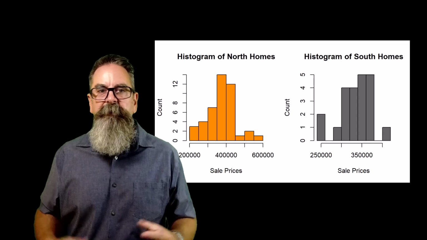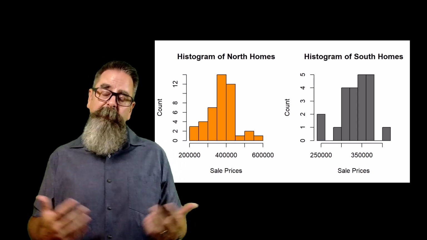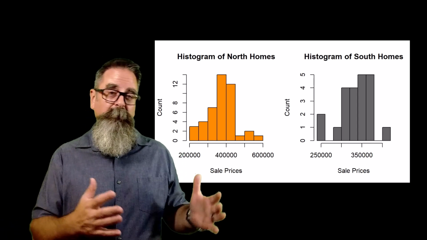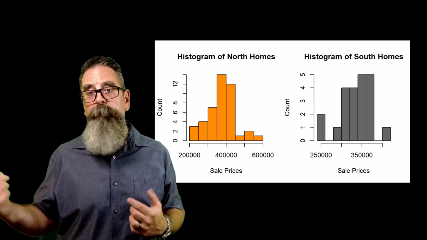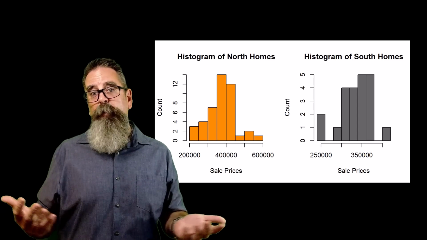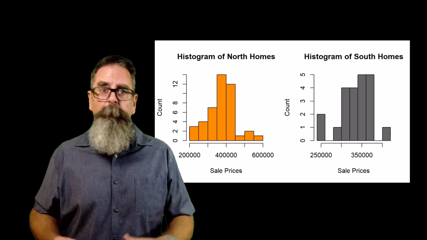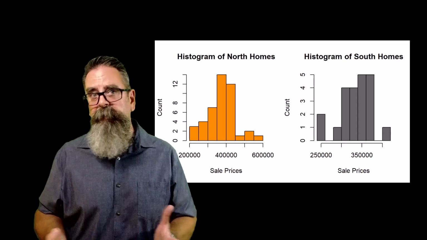So let's bring this back to real estate with some real life examples. Imagine you're analyzing property prices in different neighborhoods. A histogram can show you whether prices are clustered around certain values or if there's a wide range of prices in one neighborhood versus the other. Likewise, you could do the same thing for year built or GLA or lot sizes.